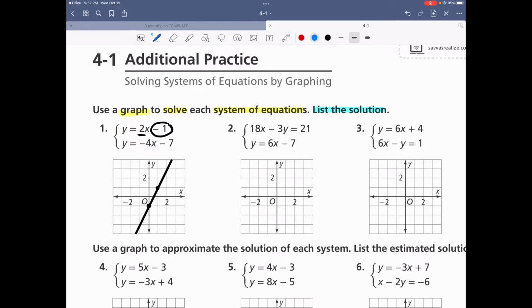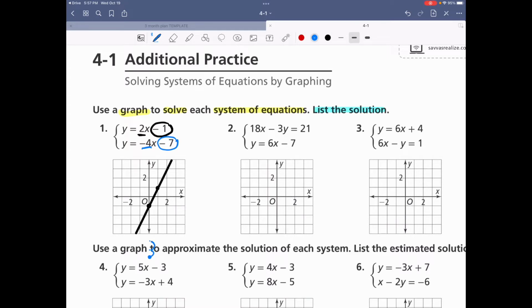Then I'm going to graph the next line. So the y-intercept is -7, which is way down here. I don't know why they want us to graph these on graphs that are too small. And then the slope is -4. I don't want to go down 4 though, because I just don't have enough room. So I'm going to go up 4, but then to make it negative, I'll just go to the left.